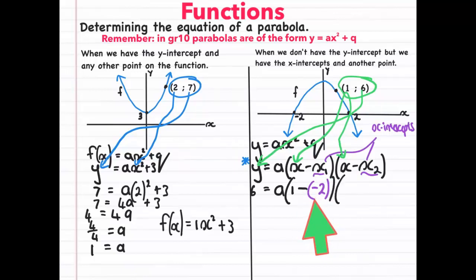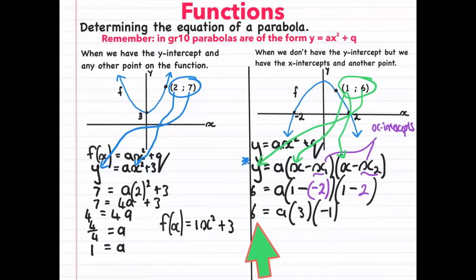And then we have the 1 again, which goes into x's place. So there's the 1 minus, and what is my other x-intercept? It's a 2. So that just stays a 2. And there we go. So now we have the following. This will be 6 equals a, and then in the bracket here, 1 minus minus 2 becomes 1 plus 2. That will be a 3. And in this one, 1 minus 2 is a minus 1.